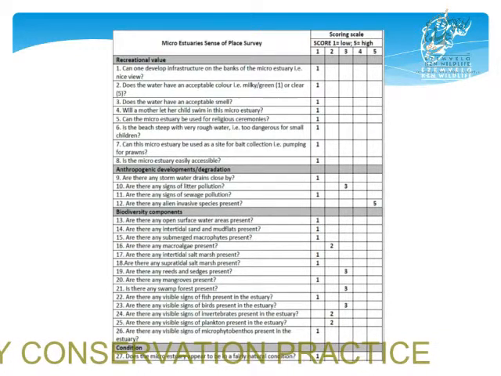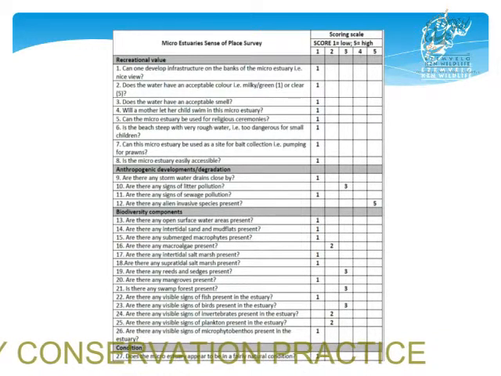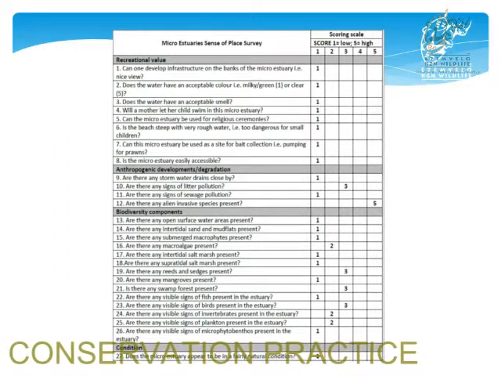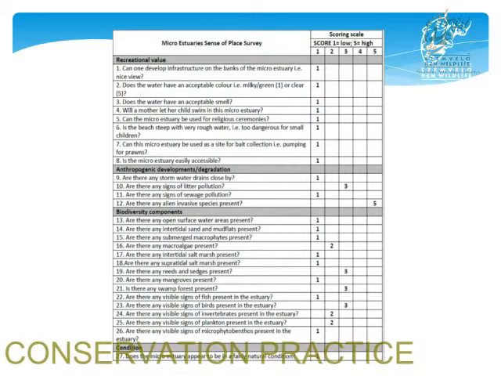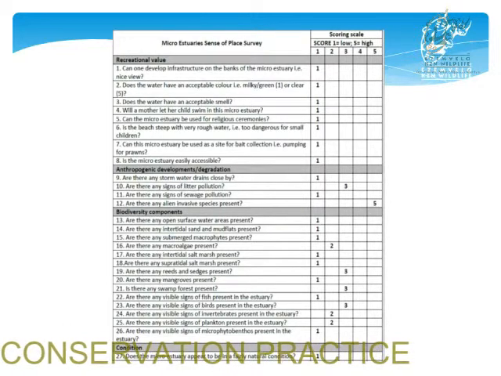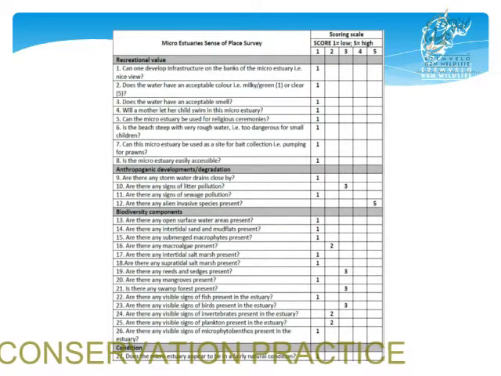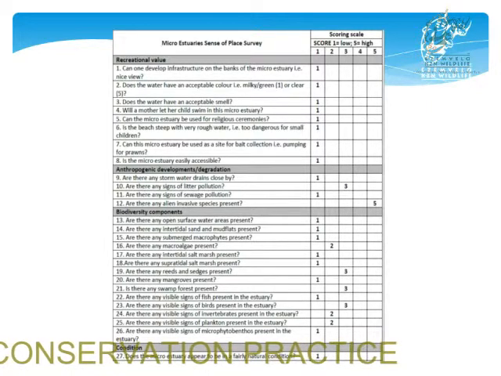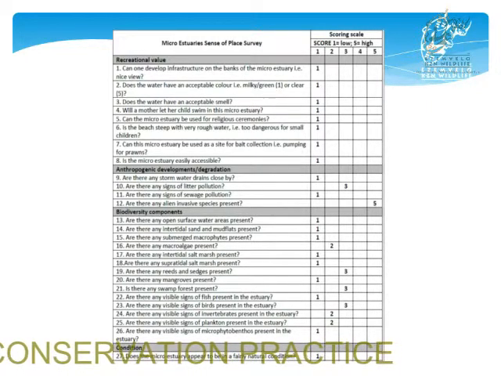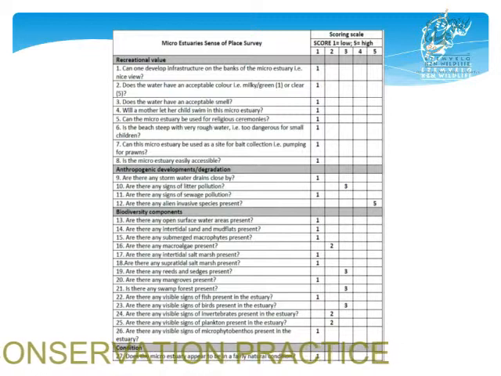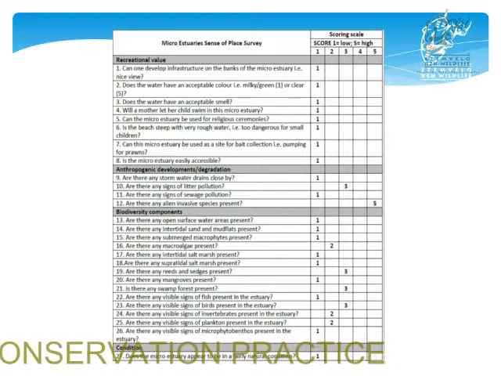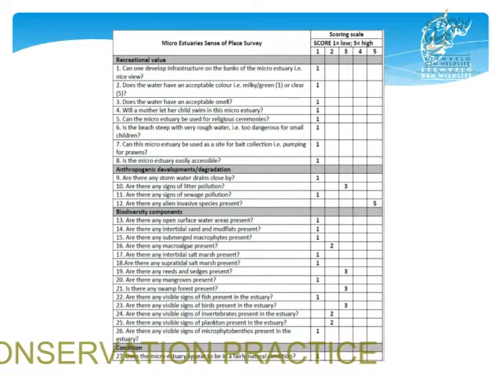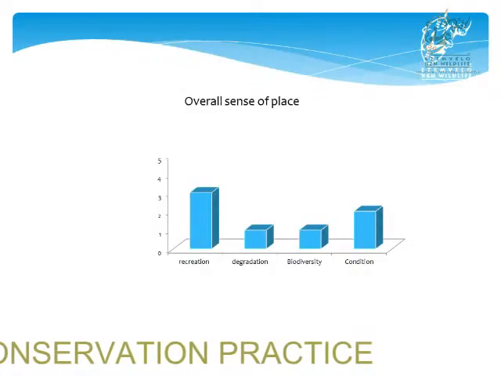And this here is an example of the scoring sheet for the sense of place survey. So for recreational value, the questions would be, will a mother let her child swim in this microestuary, or would one develop on the banks of this microestuary? For degradation, are there any signs of litter or sewage pollution? For biodiversity components, are there any mangroves, fish or birds present on site? And for the condition, does this microestuary appear to be in a fairly natural condition?